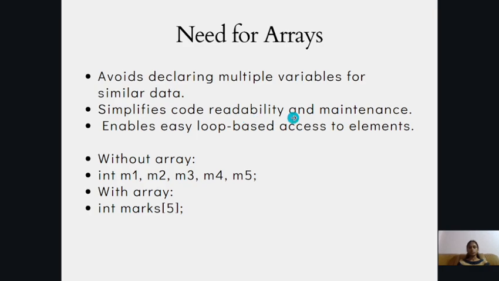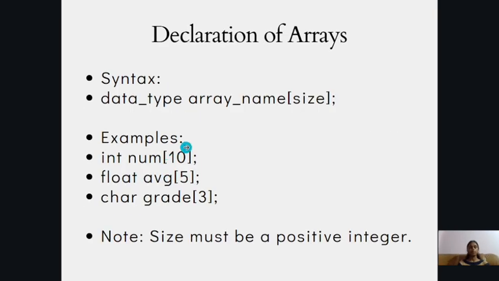It simplifies code readability and maintenance, and enables easy loop-based access to elements. Without an array, if we take 5 numbers, we need to give separate names for them. But in an array, we can directly give multiple numbers under one variable with one data type.